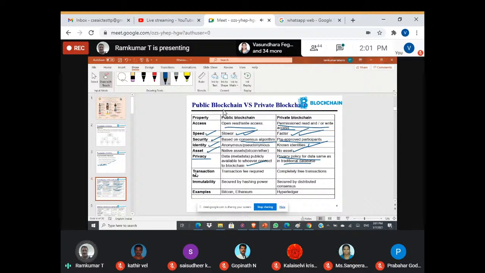Now there is a transaction fee for a public blockchain. Why? Because we are doing transactions in a publicly available network, and there are some criteria for why we maintain the transaction fee. I will talk about the transaction fees in the Ethereum part, right? We require some transaction fee in order to do the transaction.